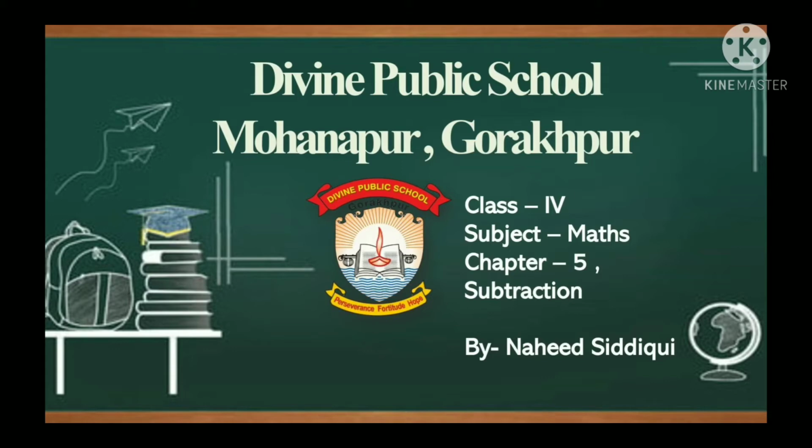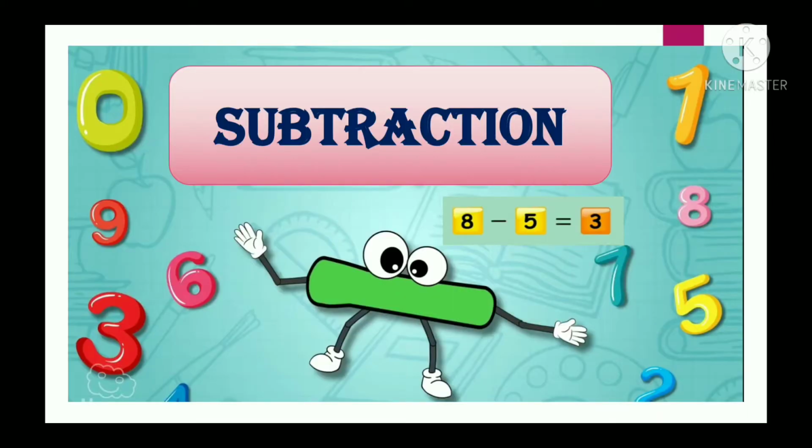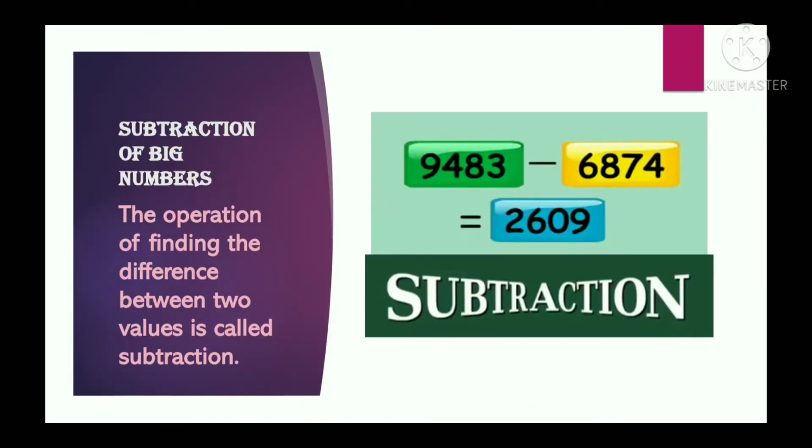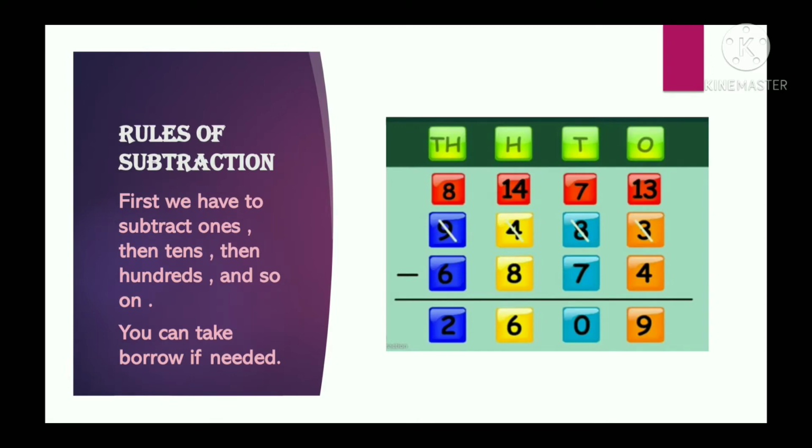Today, we are going to discuss our next topic, which is subtraction. Now, let's start with subtraction of big numbers. The operation of finding difference between two values is called subtraction. Now, let's talk about the rules of subtraction. First, we have to subtract ones, then tens, then hundreds, then thousand, and so on. Students, you can take borrow if it is needed.